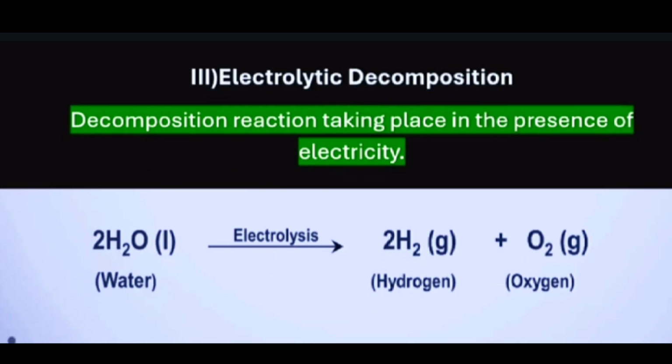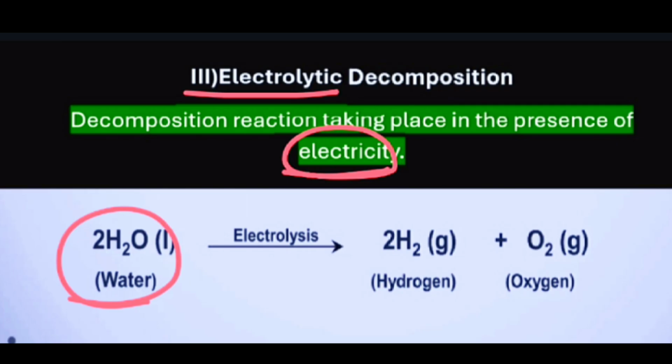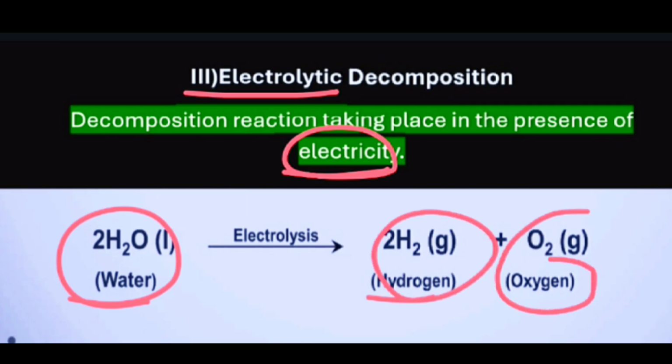Let's talk about the next reaction, electrolytic decomposition. Now what is the meaning of electrolytic? It is because of electricity. So electricity is involved here, so that's why it is called electrolytic decomposition. For example, water can be broken into hydrogen gas and oxygen gas with the help of electrolysis, with the help of energy.